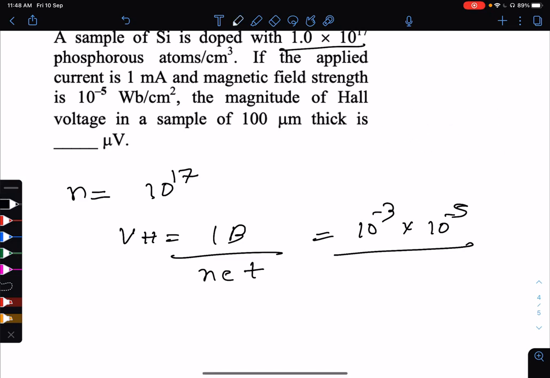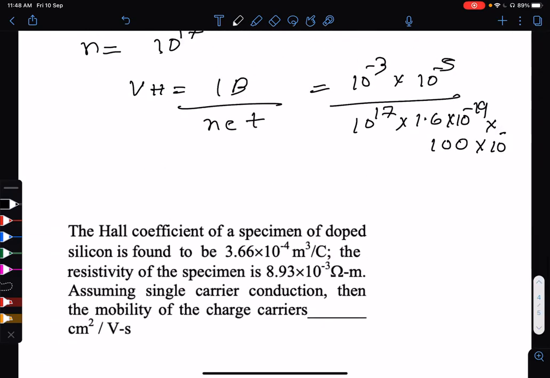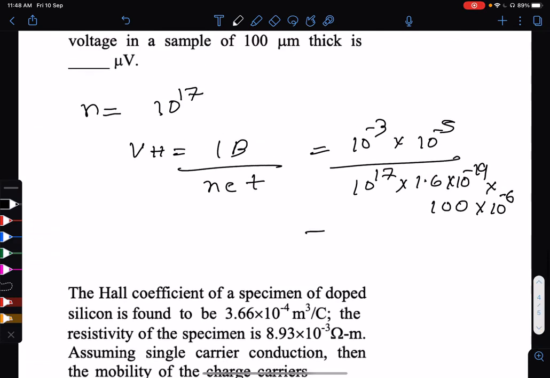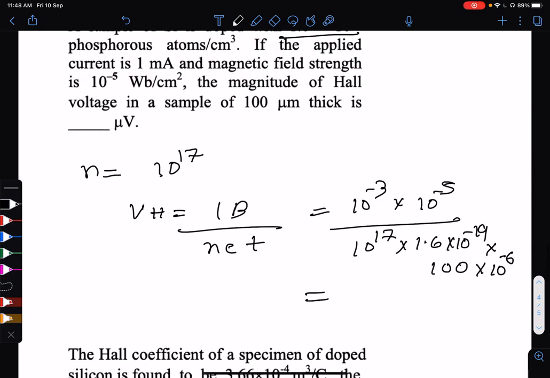So I will be straightly substituting 10 raised to minus 3 for I, and 10 raised to minus 5 for B. Then n is nothing but 10 raised to 17. e is 1.6 into 10 power minus 19. t is nothing but 100 micrometer. I think there is a question mistake. It is not Weber, I think it is Tesla. Okay, so let me substitute this.